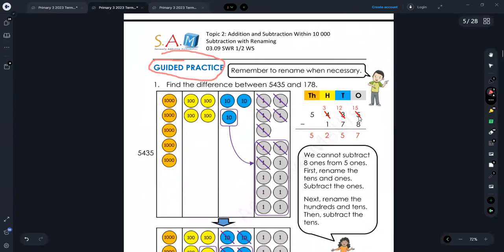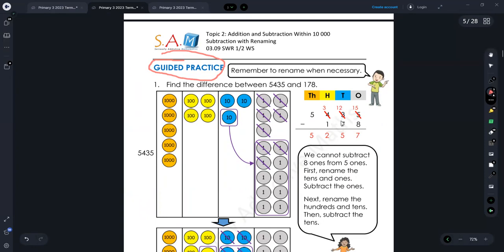So the way to do it, the explanation is, 5 ones minus 8 ones, always ask them, can you subtract 8 ones from 5 ones? No, not enough. So you have to get 1 ten from your tens place value here. So you take 1 ten, it becomes 15 ones here, and then your 3 tens becomes 2 tens.